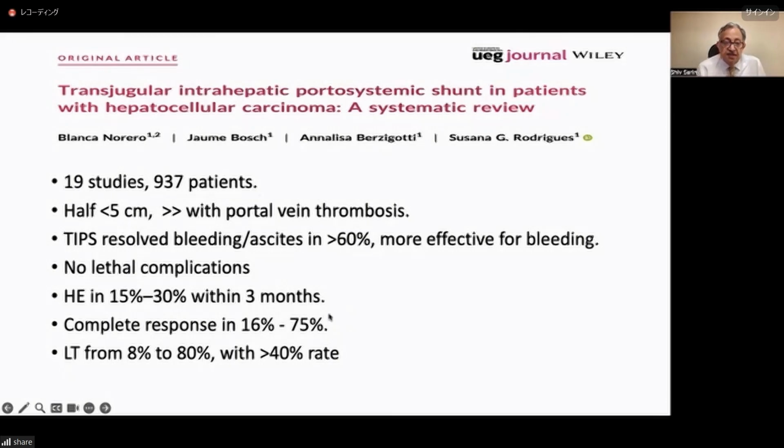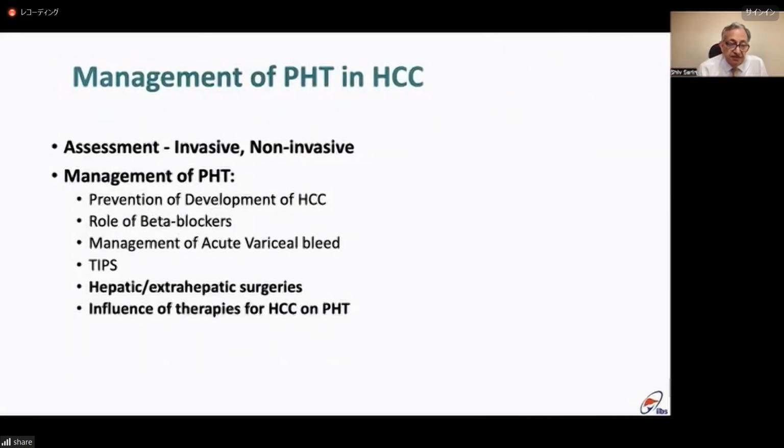So TIPS helps in reducing the bad effects of complications and allows the HCC treatment to be continued. Liver transplant could be done in these patients after placing TIPS in a large number of patients, at least 40% or so. So this review, which is published just recently, tells us TIPS is feasible, TIPS is beneficial, and can allow HCC therapy to be continued.